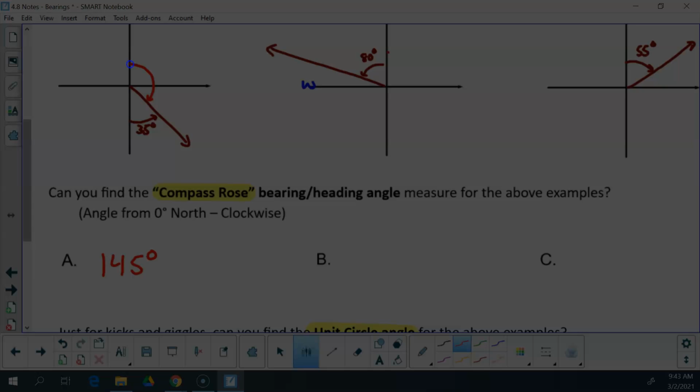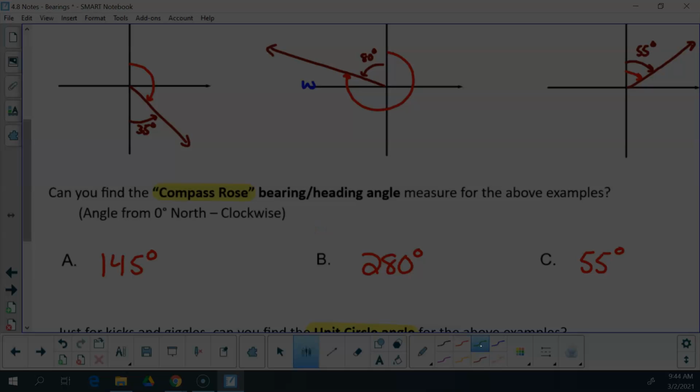Would start here and come all the way around. So that would be 360 minus 80, or 270 plus 10. 280 degrees there. This one, let's start there and go to there, and it would be the same. Agree? Yeah.